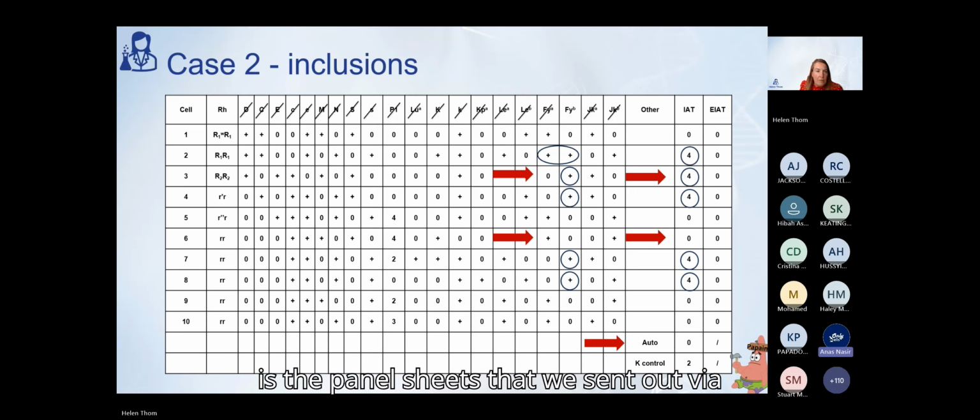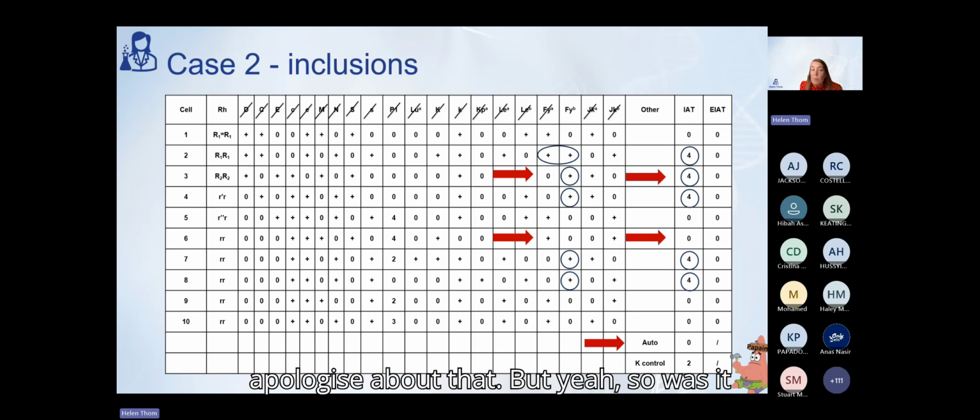I think the issue is the panel sheets that we sent out via email, they're slightly different to this panel sheet. So on the panel sheet, it had cell 2 as being negative on Duffy A, hence why there was a bit of confusion. All right, I'm very sorry about that. I must have thought I'd copy and pasted this one. Perhaps I've copy and pasted another one, but that's my error. Sorry, I do apologise about that.